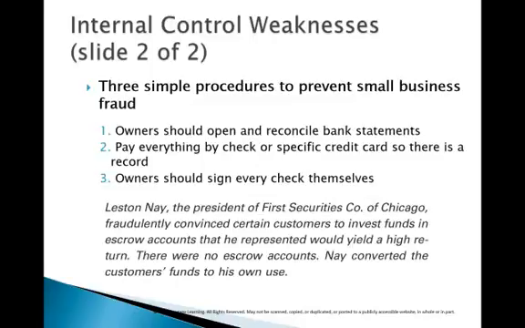So if you're an owner of a small business, the simplest way to avoid having your employees steal from you is you should always reconcile the bank statement. So you open the bank statements and you do the bank statement reconciliation. You need to learn enough that you can reconcile your checking account. The other thing is you need to pay checks and credit card bills, so there's always a record, right? So you always want a record.